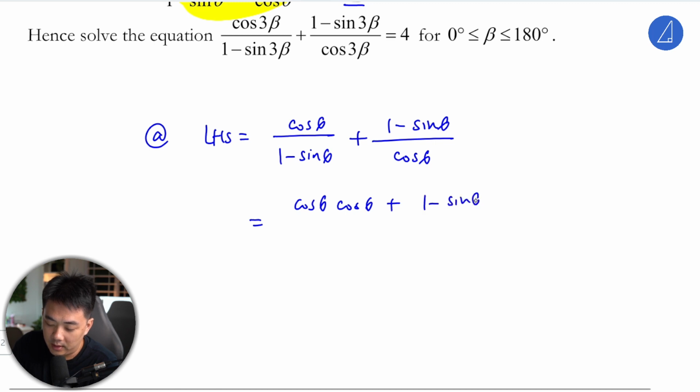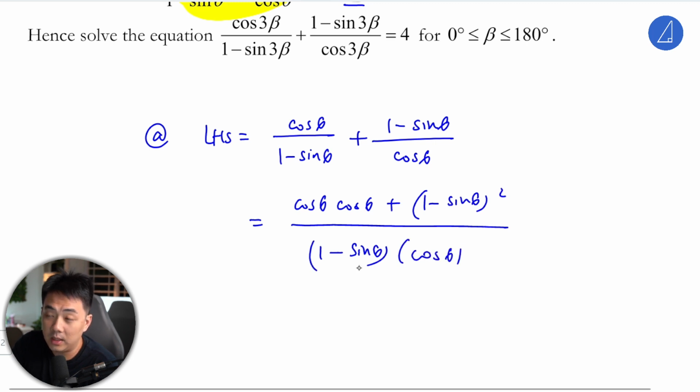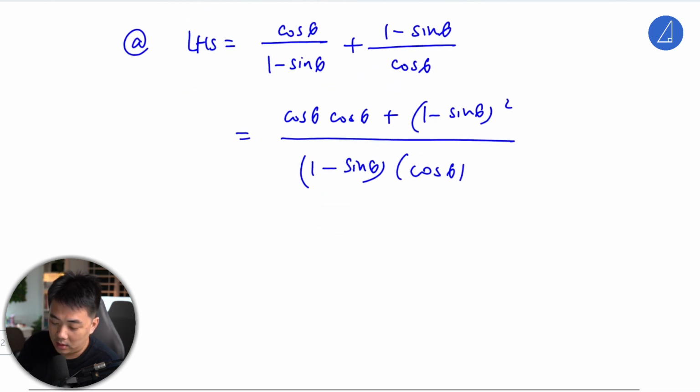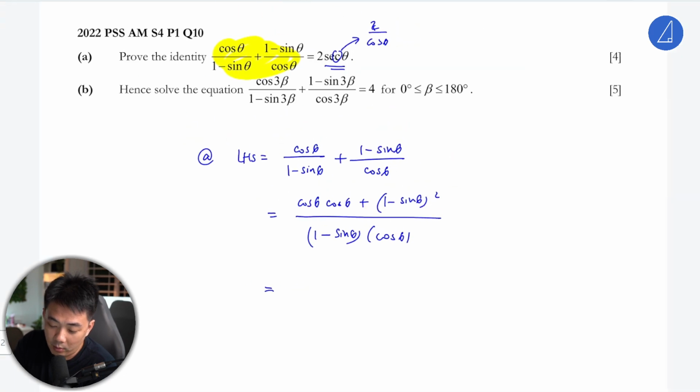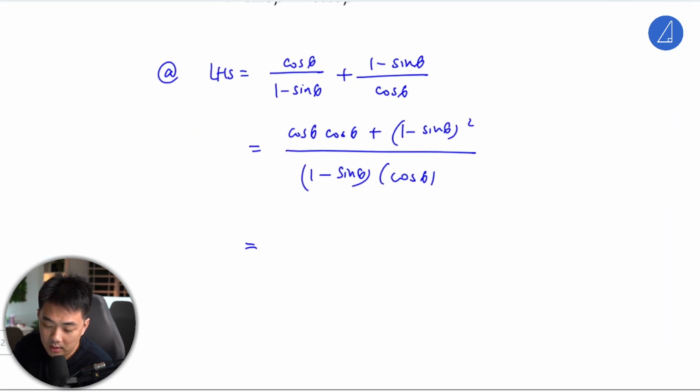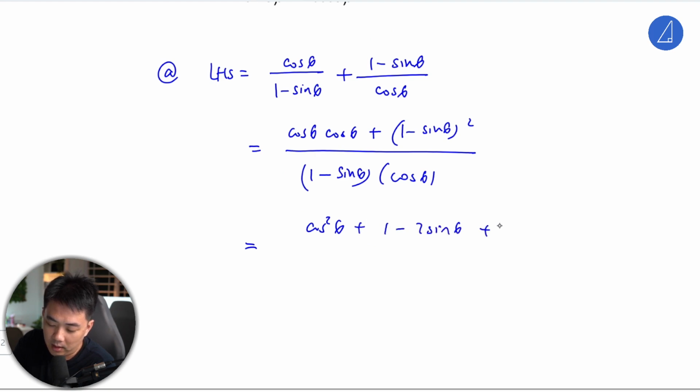For the denominator, I will leave the cosine theta outside. Please don't expand. If you expand, it's going to get very complicated very quickly, because we need the 1 over cosine theta on the right. Once done, this is cosine square theta, then this will be 1 minus 2 sine theta plus sine square theta, over 1 minus sine theta times cosine theta.